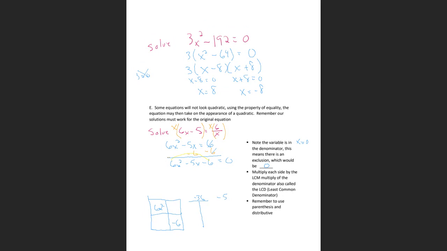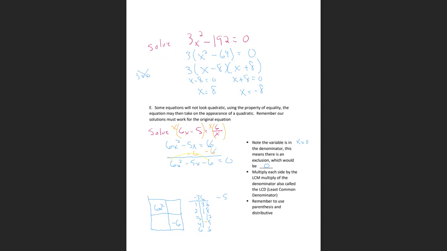So the factors of 36, again, I'm not sure on these. So 1 and 36, 2 and 18, 3 and 12, 4 and 9, 6 and 6. Which pair looks like would give me a negative 5? It looks like that 4 and 9 looks pretty good. But one of them's got to be negative. It looks like that 9's got to be negative.